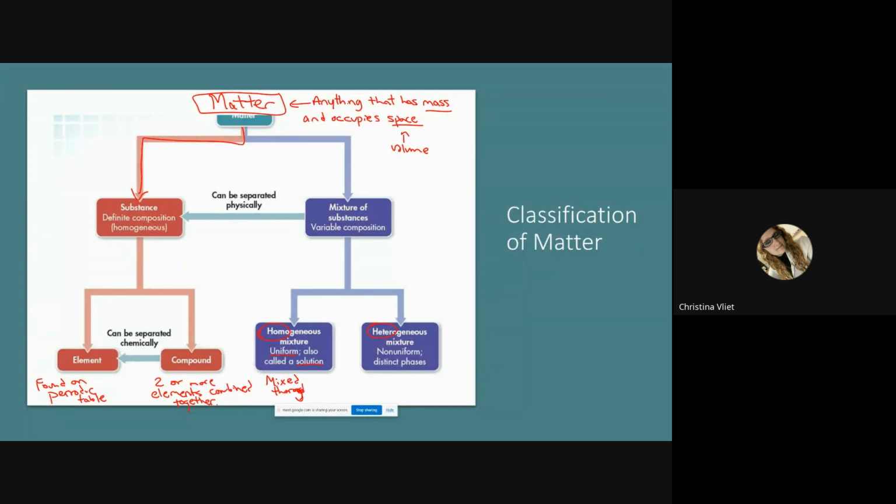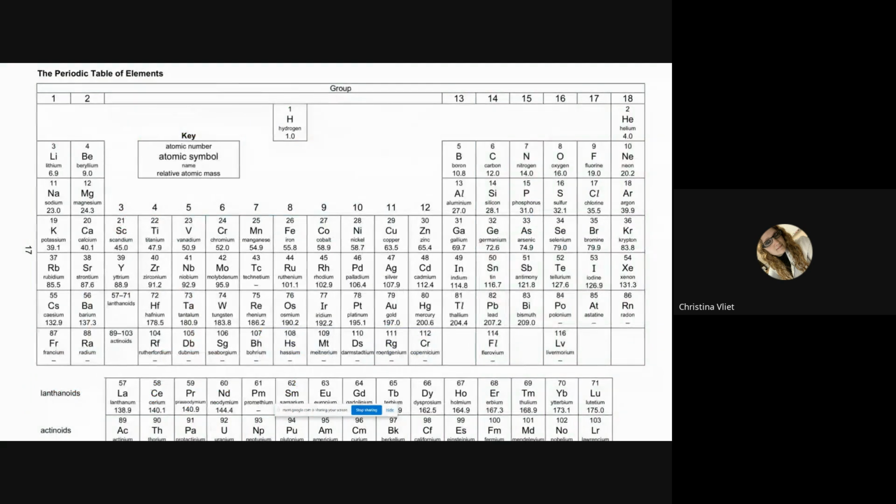and you can't really tell the difference in what you see. So, for example, I got out some tap water. Tap water is a mixture. What's in tap water? There's water, but what else is added into the water supply?